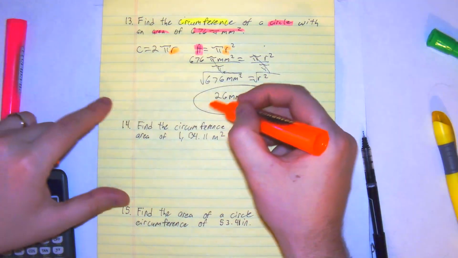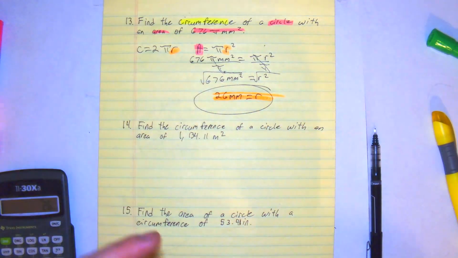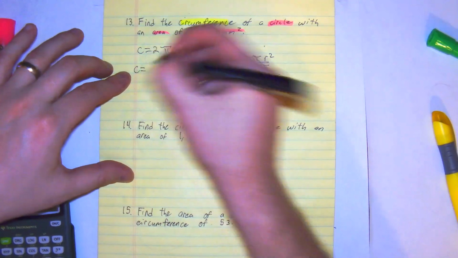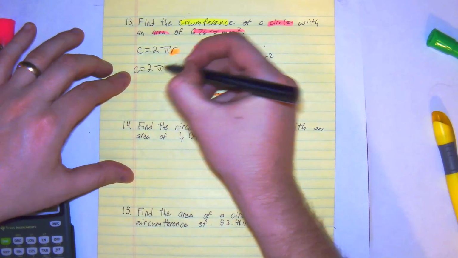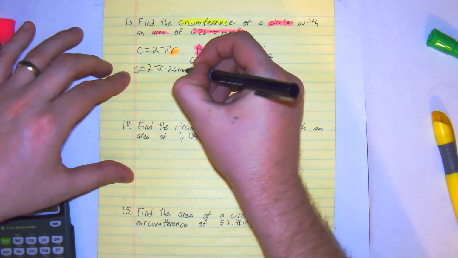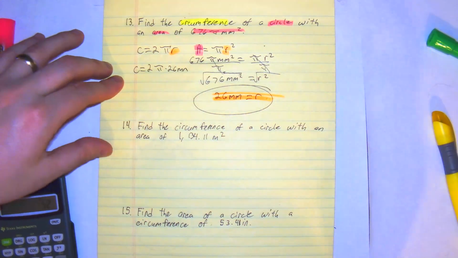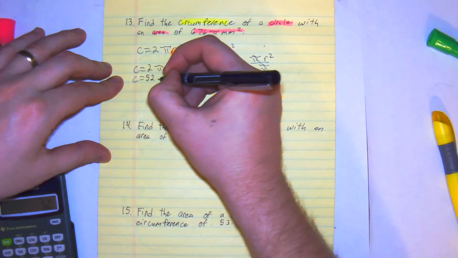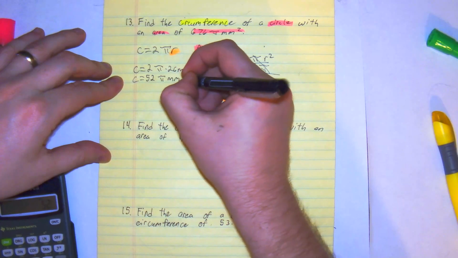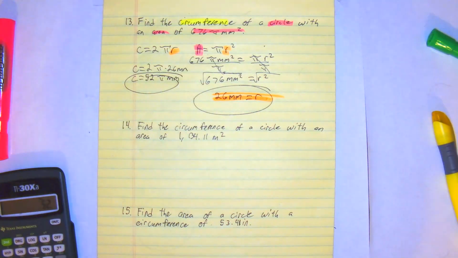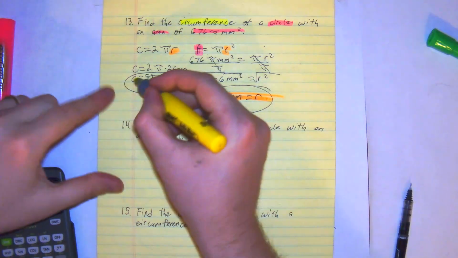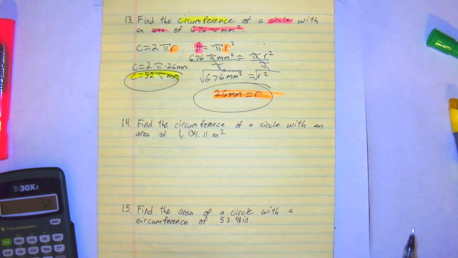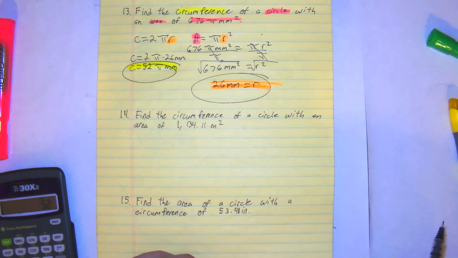What we have here, as you can notice, is this radius given, so we plug it in over here. So C is equal to 2 pi times 26 millimeters, and 26 times 2 would get us 52. So our answer, in terms of pi, would be 52 pi millimeters. Alright, and that would be what we were looking for. Again, 52 pi millimeters. And that would be for number 13.